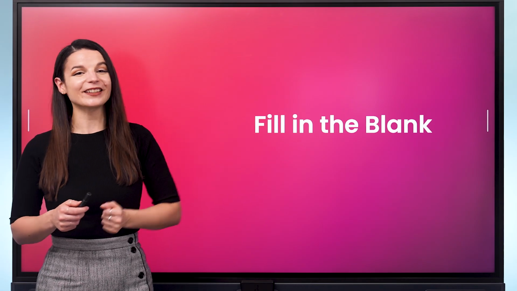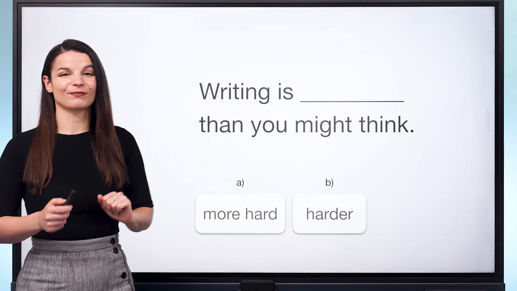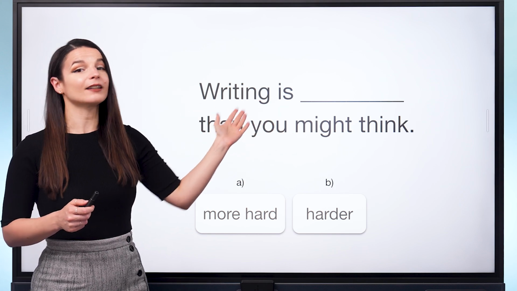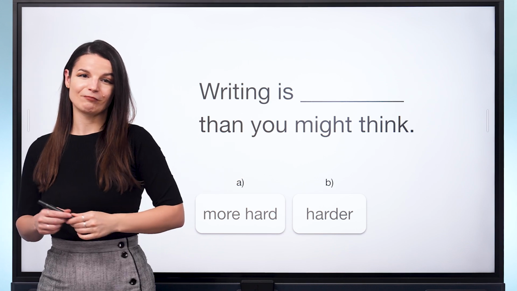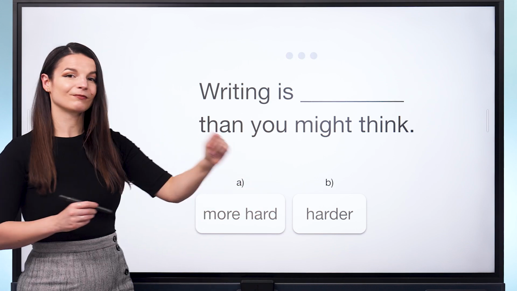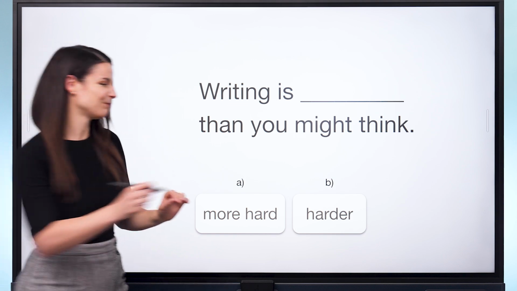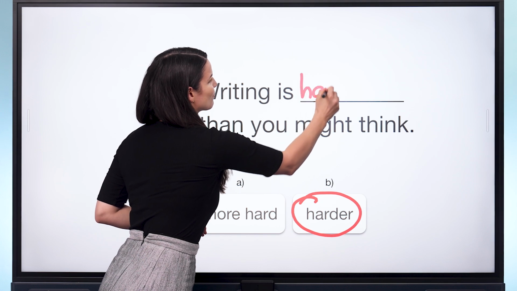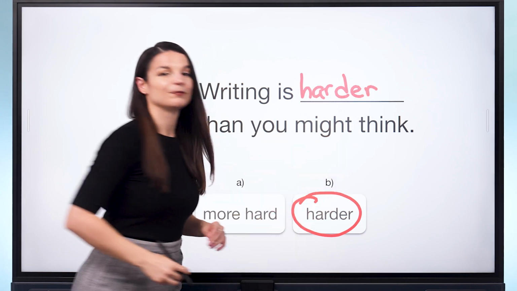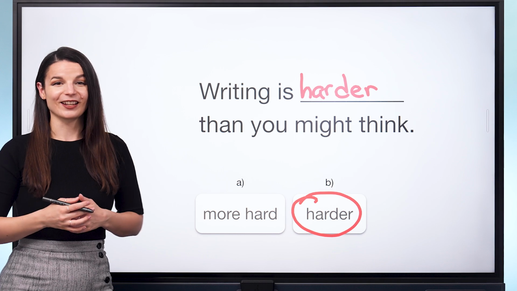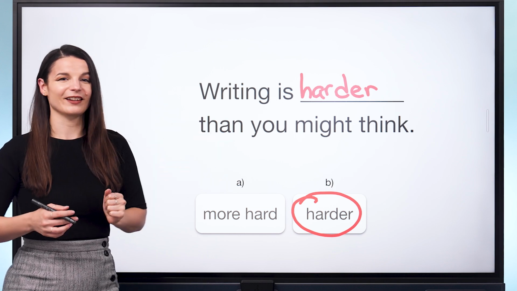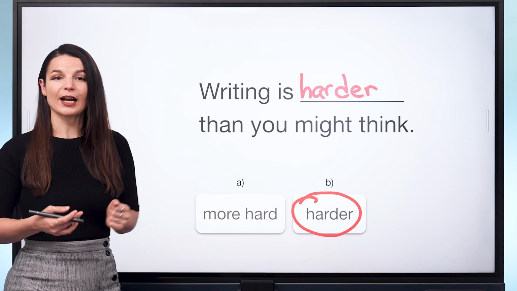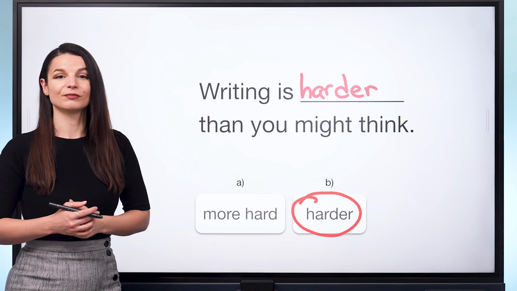Choose the best answer to complete the sentence. Ready? Writing is than you might think. Harder. Writing is harder than you might think. Harder is used instead of more hard because it's a one-syllable adjective, so er is appended.